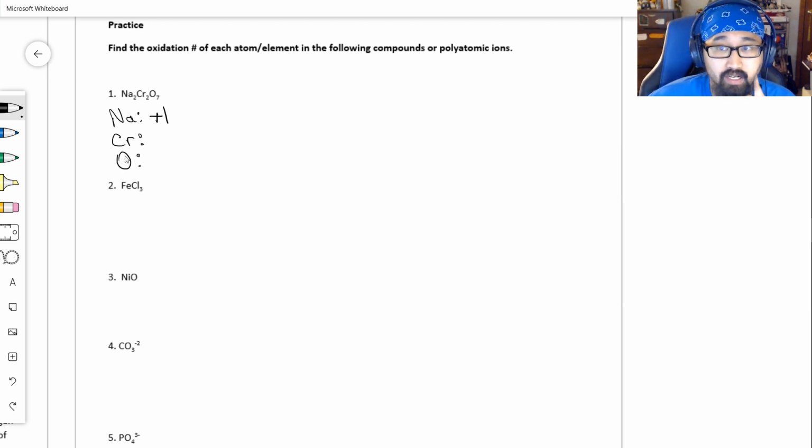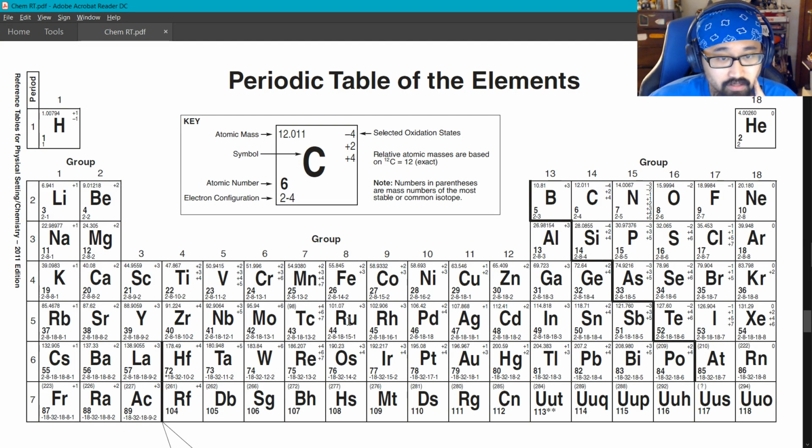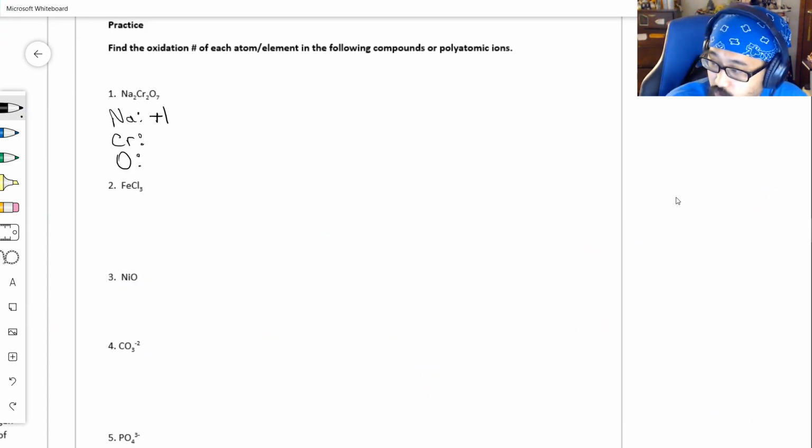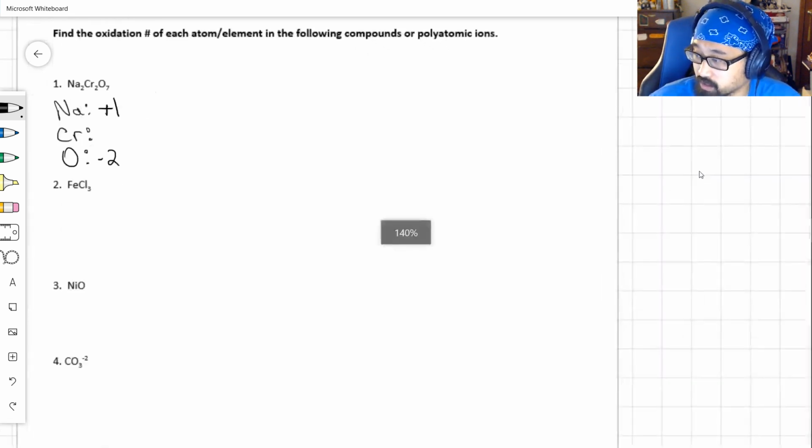We have to look at oxygen. Okay. Oxygen, oxygen, oxygen. Here it is. It has to be a -2. Alright, that's actually pretty helpful. So now I know for certain two of these. I know Na is +1, and I know O is -2.